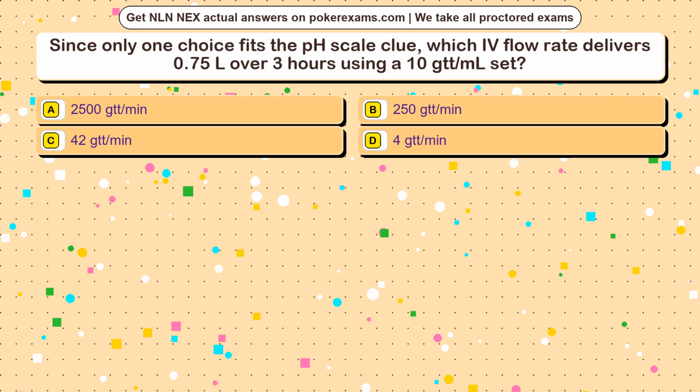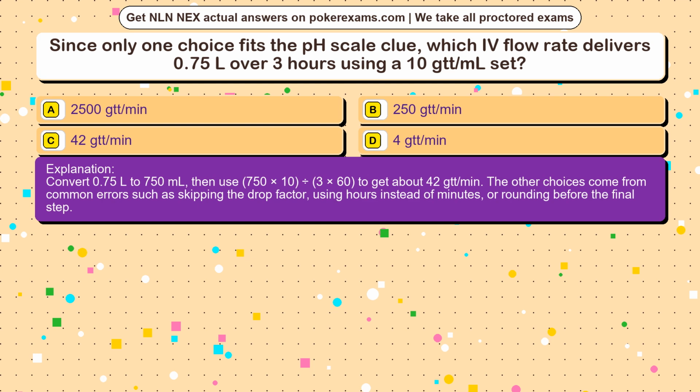The correct answer is option. Convert 0.75 L to 750 mL, then use 750 times 10, divided by 3 times 60, to get about 42 GTT/min. The other choices come from common errors such as skipping the drop factor, using hours instead of minutes, or rounding before the final step.